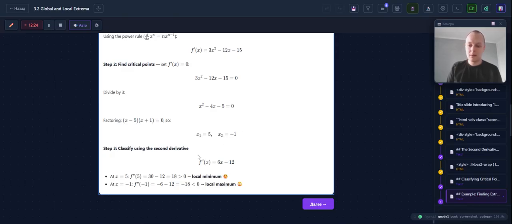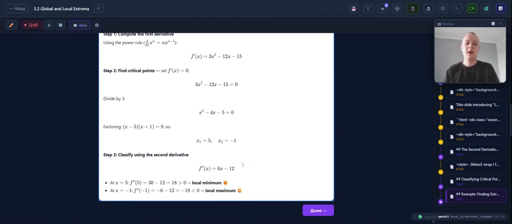And our second extrema point, minus 1, we will plug into the second derivative function. We will get minus 6 minus 12, and it is minus 18. So below 0, and it is a local maximum. So our function is sad at that point. This is the easiest way we can find our maximum and minimum points, by using the second derivative method.